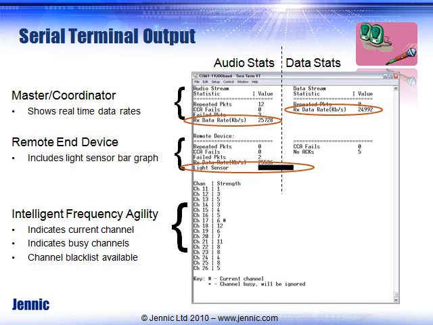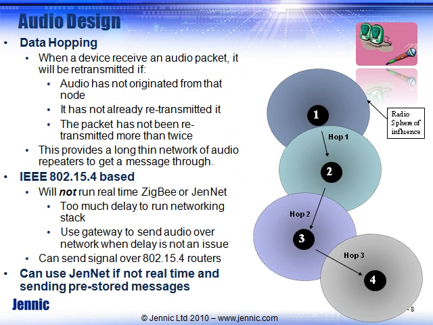The intelligent frequency agility allows you, the dot shows you what channel you're on, and you could start to turn on Wi-Fi routers or other types of interference and see that the channel would switch to a different clear channel that does not have as much interference.